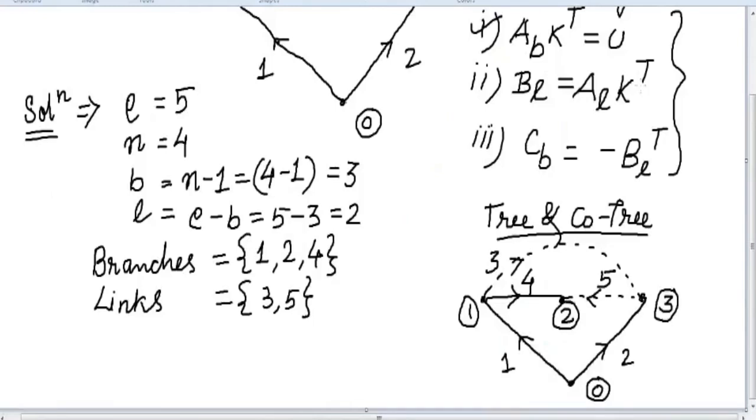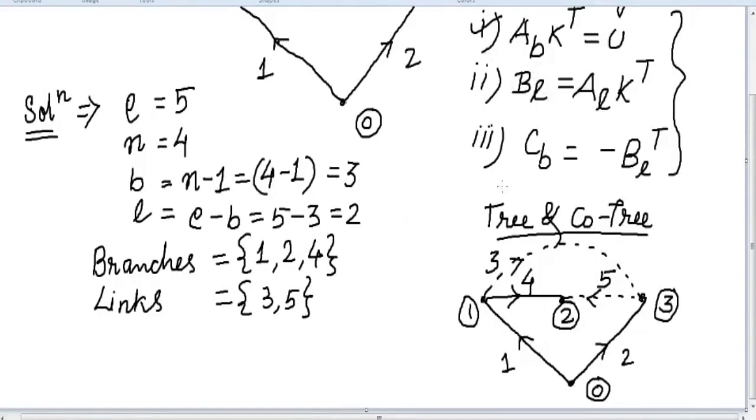So will it be done? I am giving this as homework. Will you all solve this particular identity, that is the second one, BL is equal to AL multiplied by K transpose? You only have to find BL, that's it.